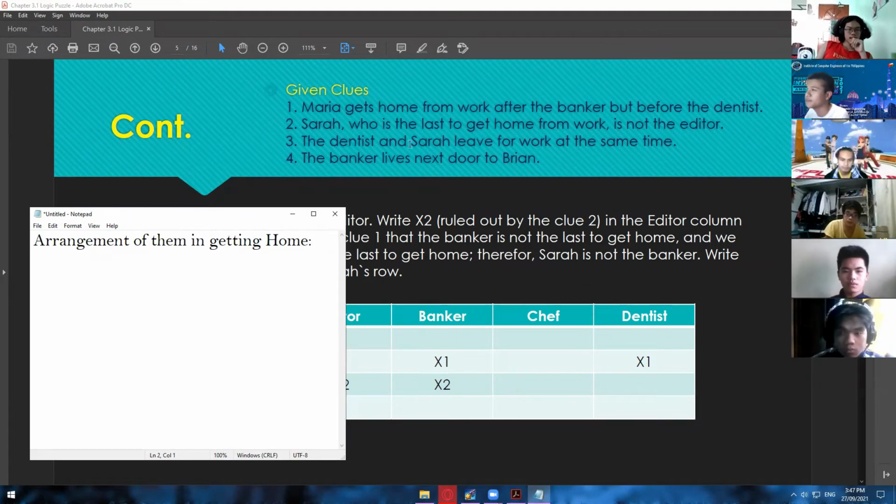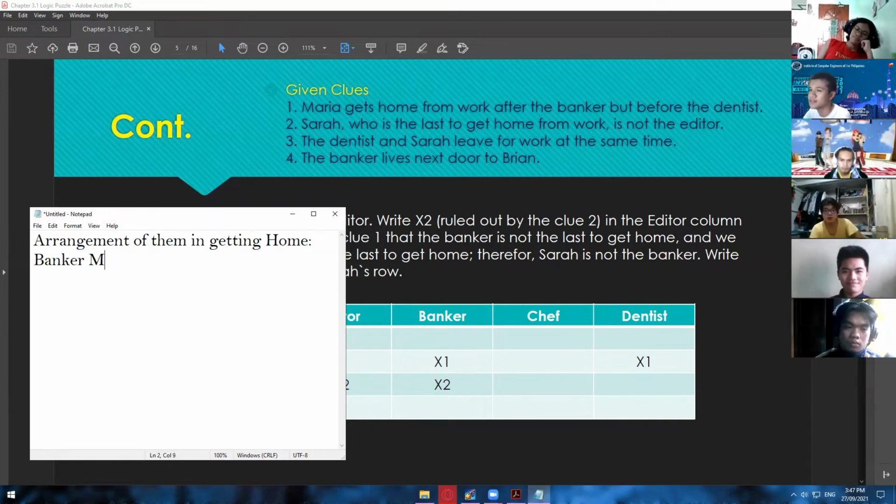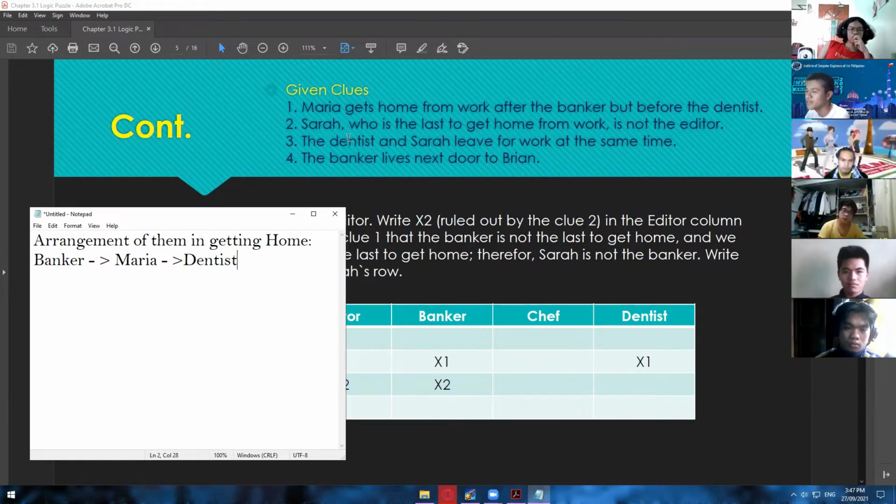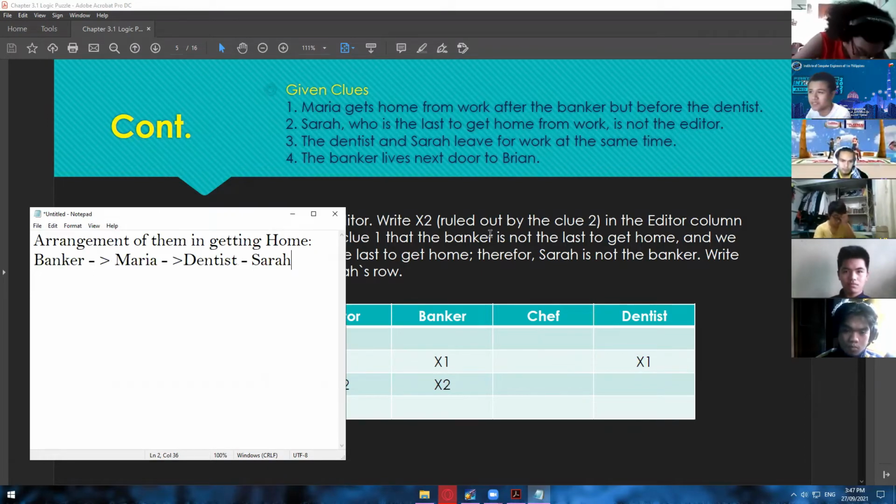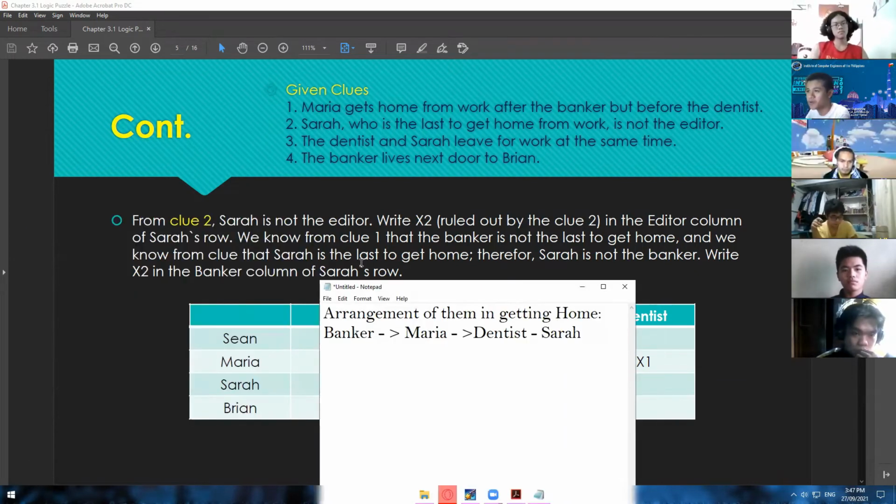Okay, so the first one is home from work after the banker. So we could say banker first, followed by Maria, and then the dentist. And then it says here, Sarah, who is the last to get home. So we already know that Sarah is the last one to get home from those 3 people. Okay, to get home from work is not the editor. So that simply means that Maria could be the editor, Sian could be the editor, or the other one could be the editor. But Sarah is not an editor anymore.